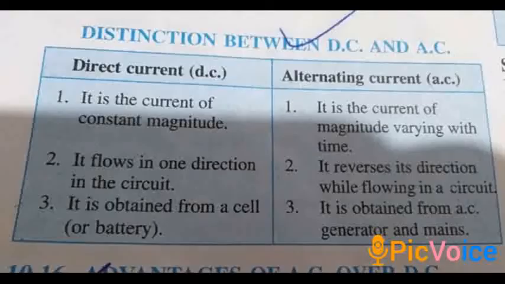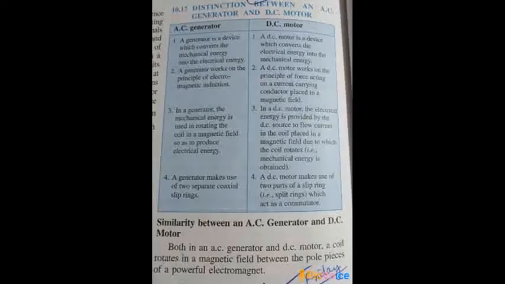Now let's see the distinction between an AC generator and a DC motor. An AC generator is a device which converts mechanical energy into electrical energy. In an AC generator we are rotating the coil, so we are giving the mechanical energy, and what we are getting as the output is the electrical energy. Whereas in a DC motor it is different. We are giving the current to the coil and then the coil starts rotating. So we are giving electrical energy and we are getting mechanical energy from the DC motor.